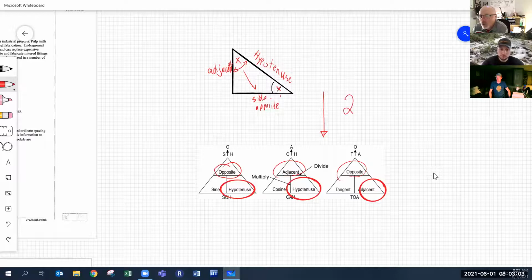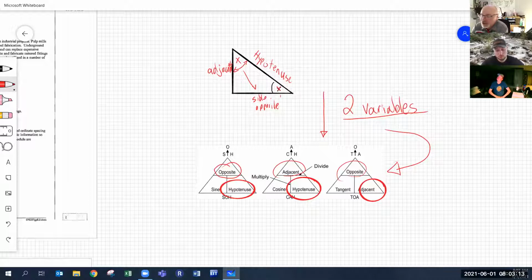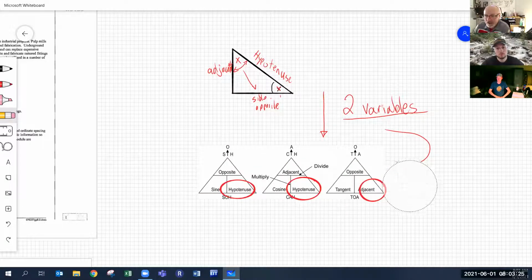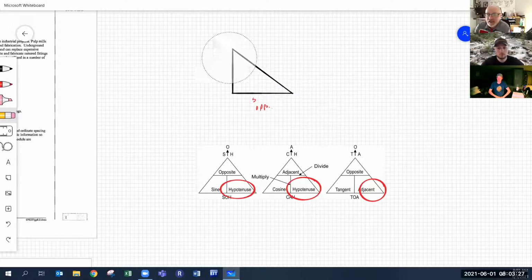You will always be given two variables. And then you look at your two variables, and that's when you will decide which formula to use. Pretty straightforward. Okay, so anytime you figure out which two you have, then you can decide which formula to use.